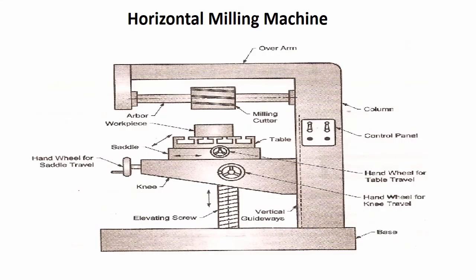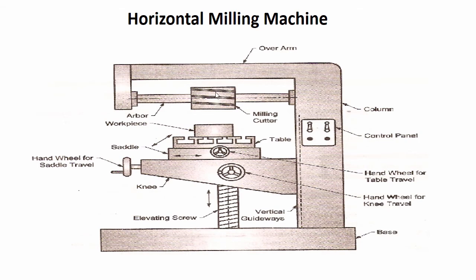The next is the arrangement, how I am going to achieve all these operations. That is the milling machine. There are two milling machines, the horizontal milling machine and the vertical milling machine. Before we go to this part, let us discuss the need for the horizontal milling operation.